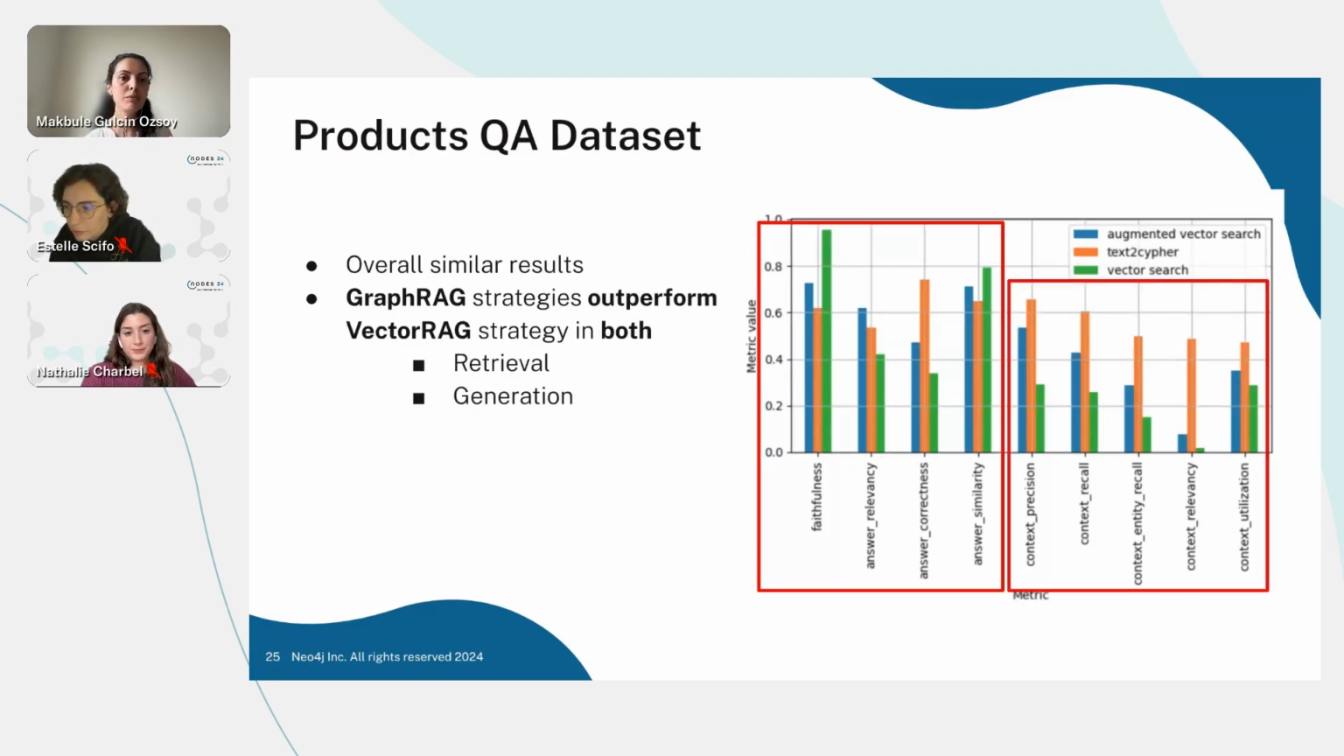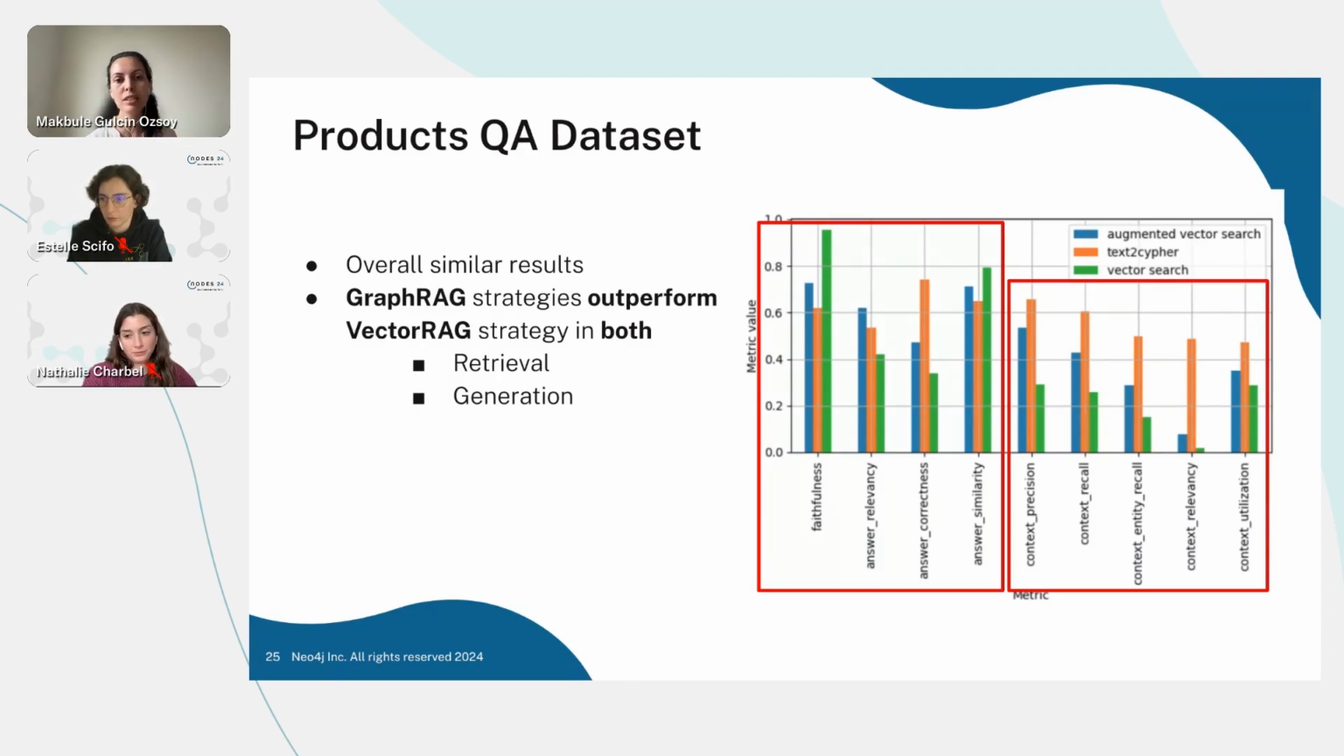When we check the product question answer set, we have similar observations. GraphRAG strategies outperform vector search results. Except for generation, for answer similarity and faithfulness are very high in vector search, but we believe it is relevant to the complexity of the data set.